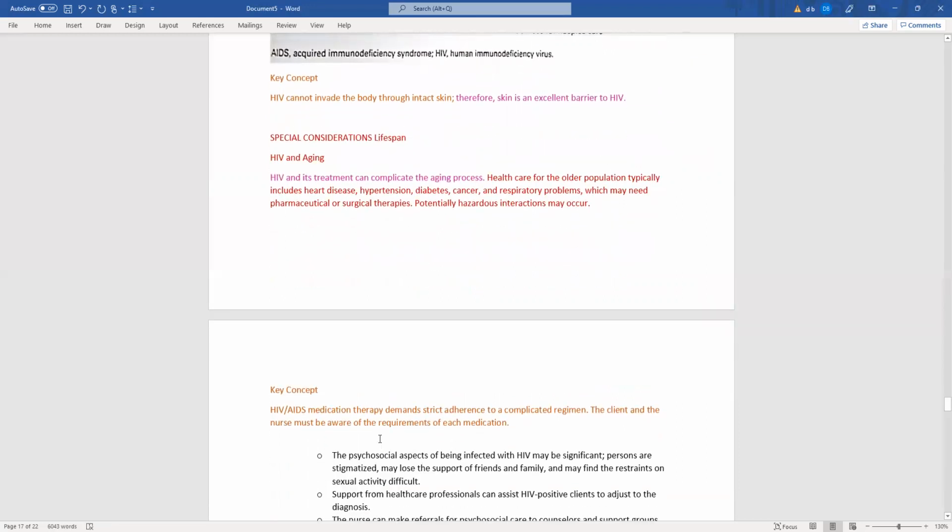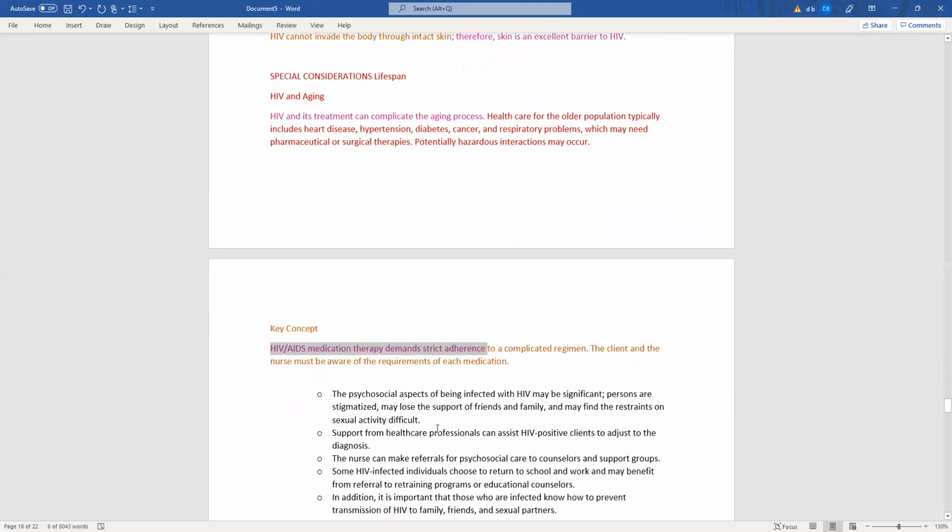So let's talk about this key concept: HIV medication therapy demands strict adherence to a complicated regimen. The client and the nurse must be aware of the requirements of each medication. We already talked about why they got to take their medicine, so I'm not even going to go into depth on that. So, the psychosocial aspect of being infected with HIV may be significant.